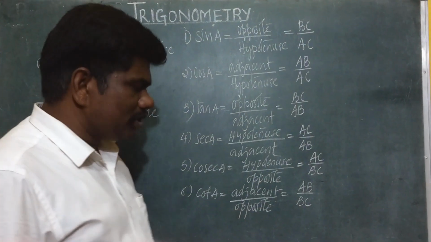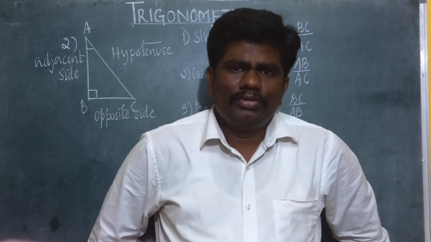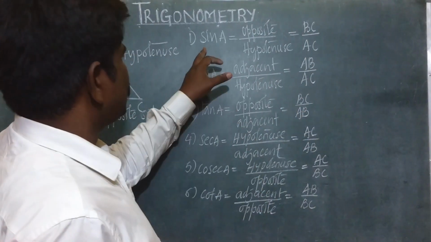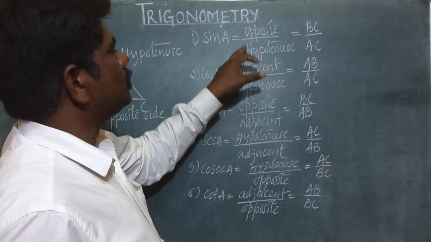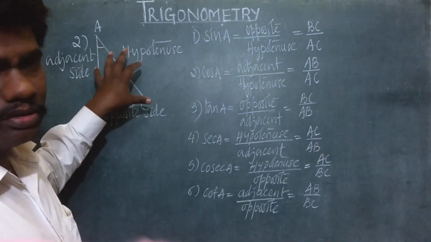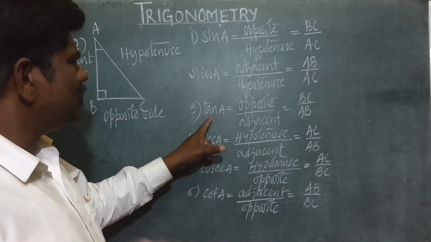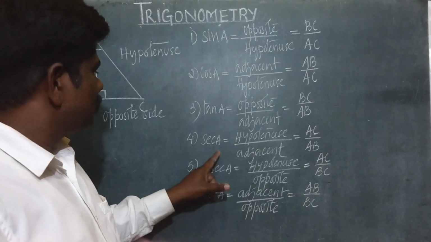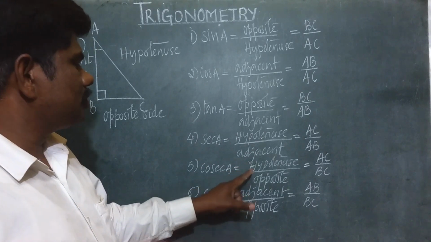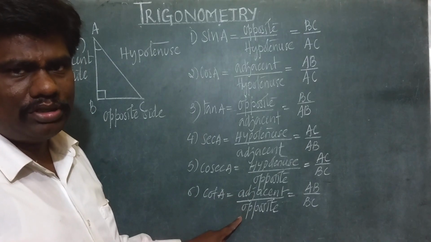I will take one more example so that I can confirm you are thorough with these definitions. A very important thing is this: sin A means opposite upon hypotenuse, and with this we can write with respect to the triangle. Cos A means adjacent upon hypotenuse. Tan A means opposite upon adjacent. Then sec A, hypotenuse upon adjacent. Cosec A, hypotenuse upon opposite. Cot A, adjacent upon opposite.